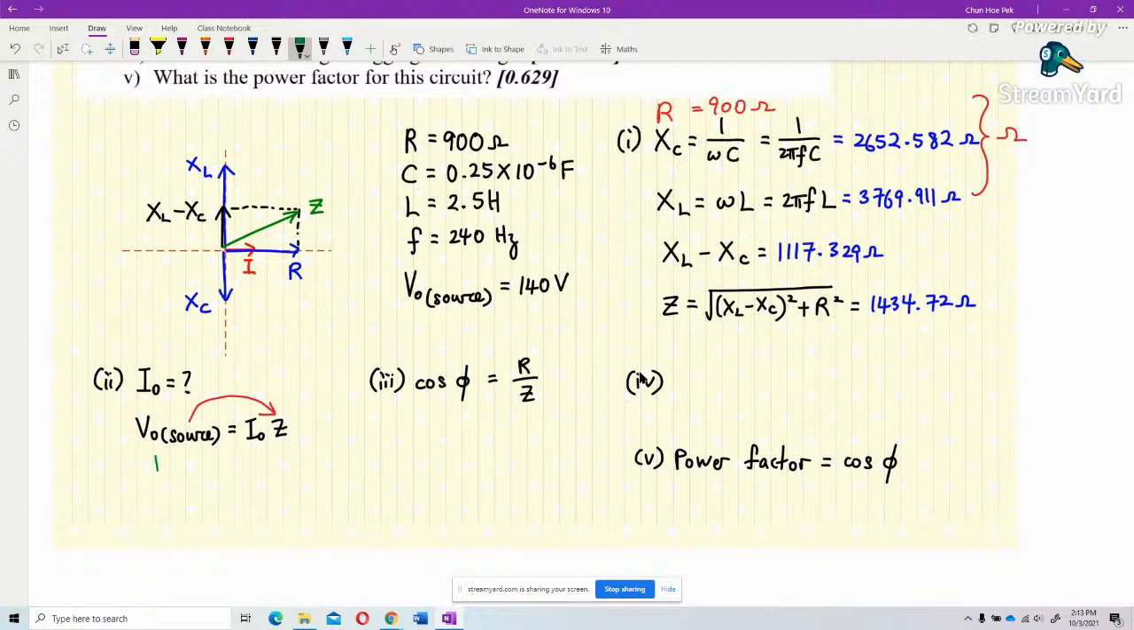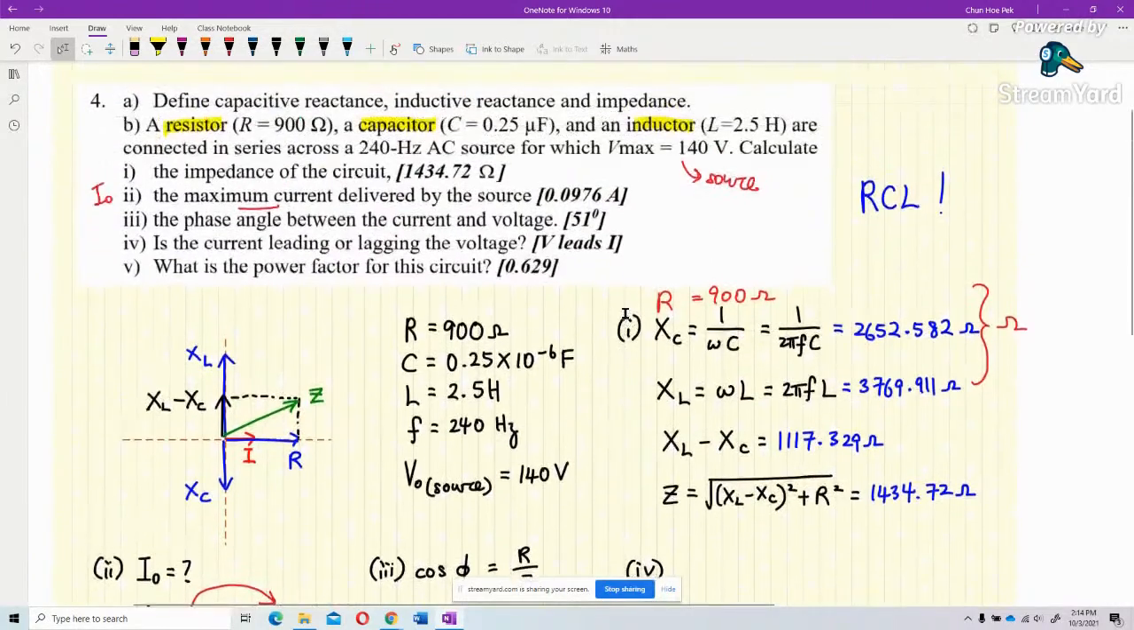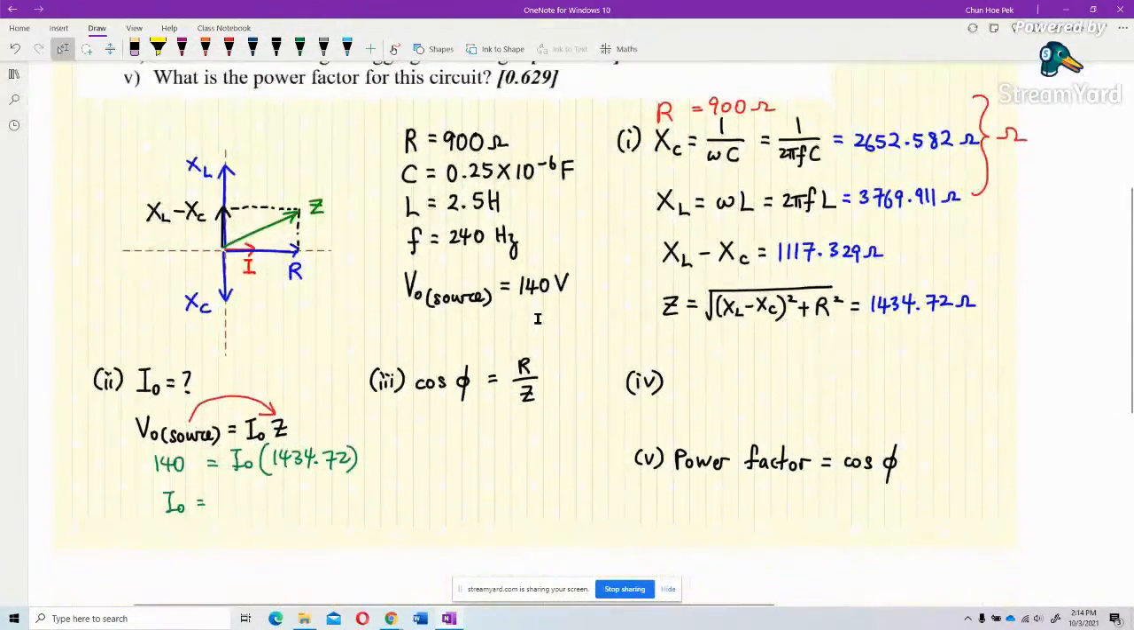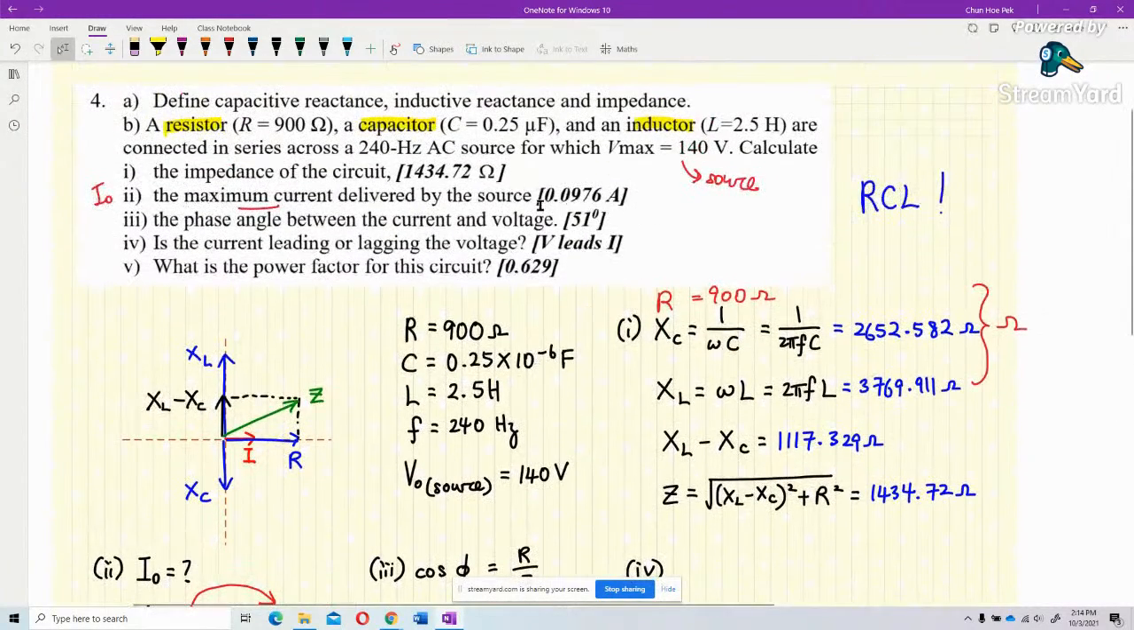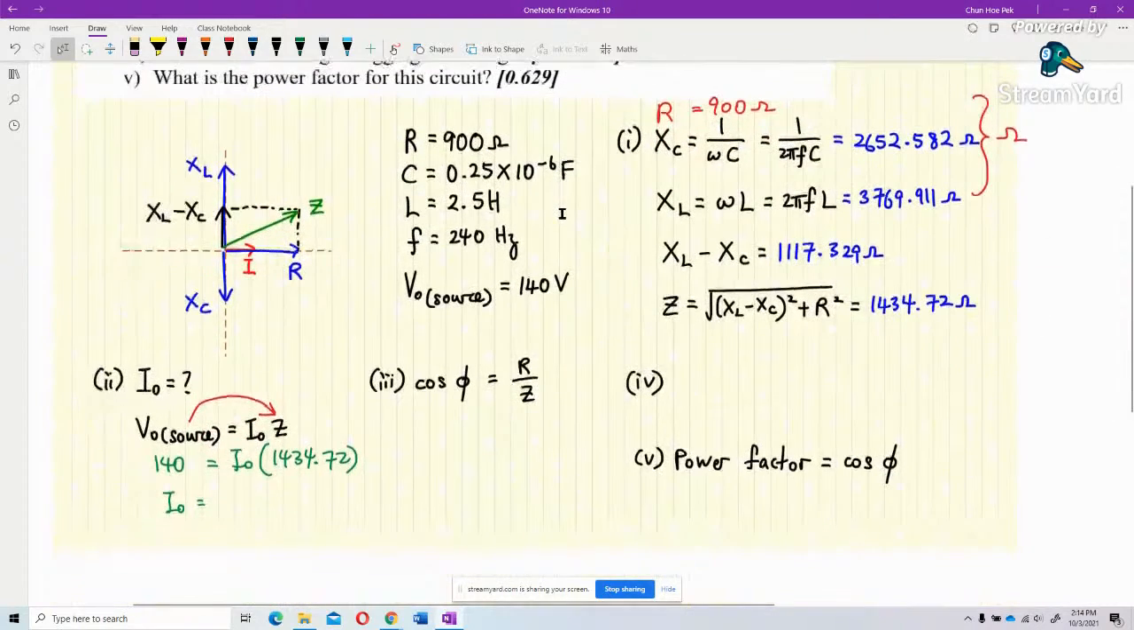So this is 140, and the impedance is 1434.72, and what's your I naught? I have a calculator, but I don't have the time to calculate for you, so later on you calculate yourself. So I naught is this, 0.0976. That's the answer. Very easily done.